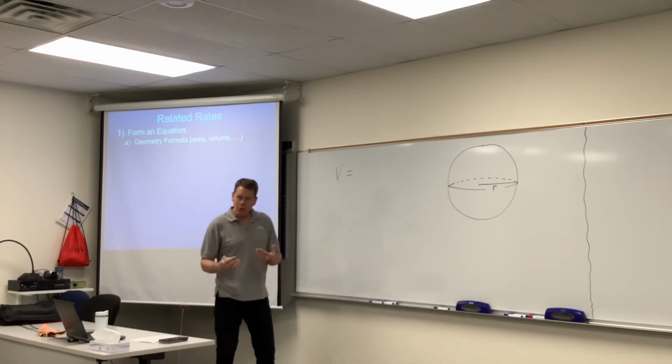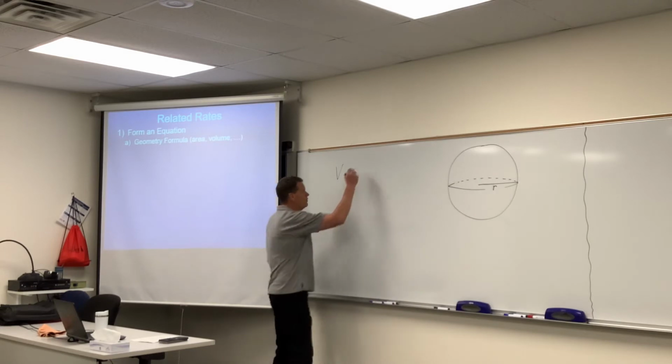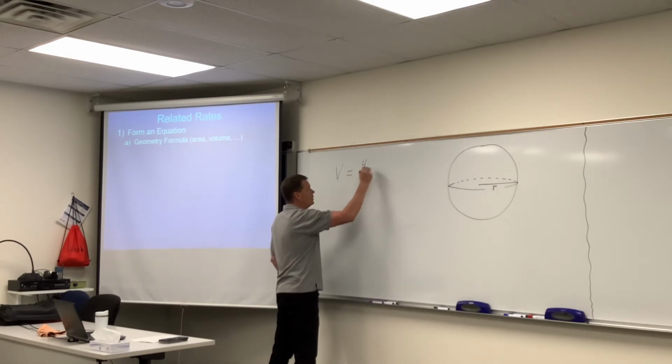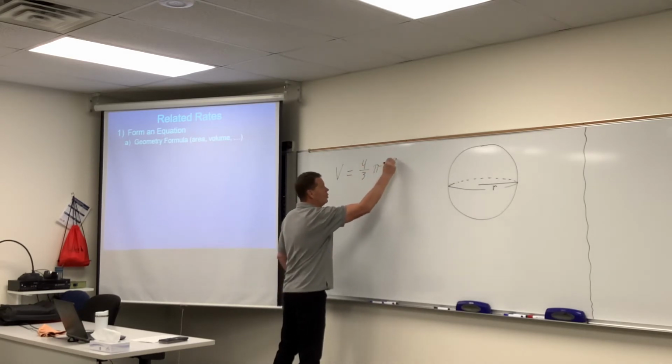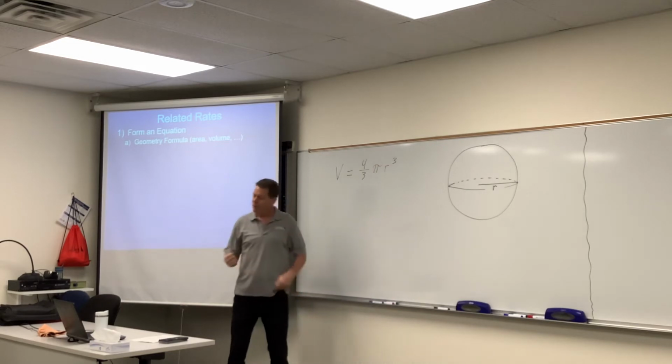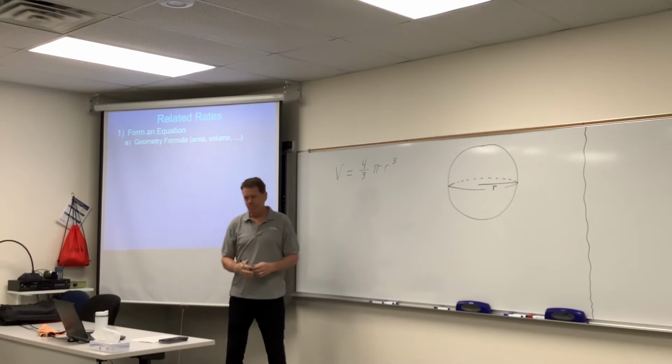But anyway, if you go look this up, or if you have it in your head, you know that the volume of a sphere is 4/3 pi r cubed. So that'll be the base formula for this particular question, since it talks about a sphere and its volume.